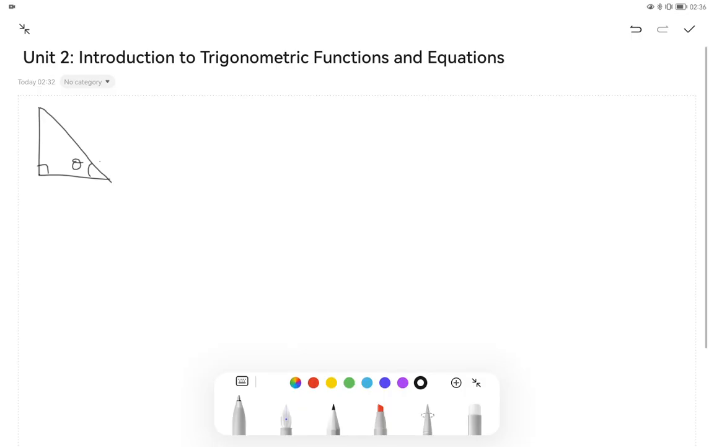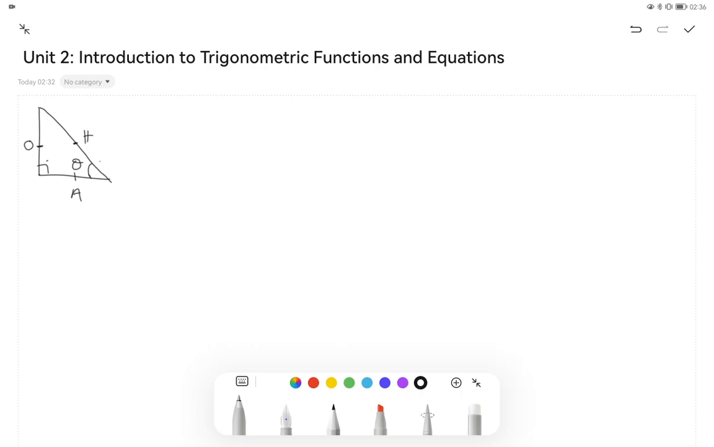When you look at this angle, there are different sides. The one that is facing it, this side, is called opposite to that angle. This one that is making together with the angle is called adjacent. This one, the longest side, that is opposite the 90 degrees angle, is called the hypotenuse. Capital H.